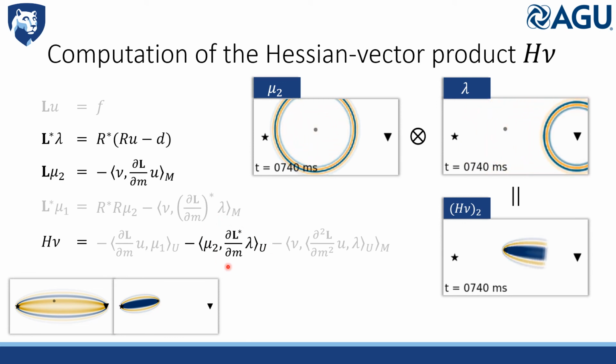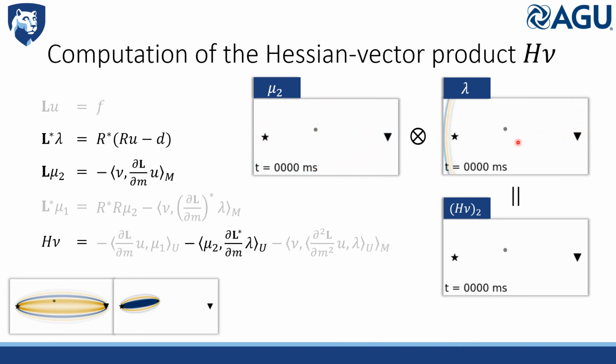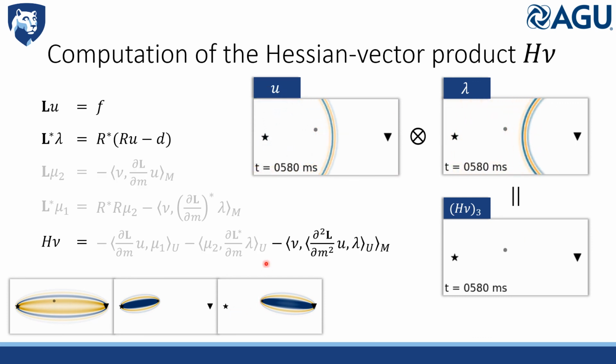The second term is the interaction between mu2 and lambda. Mu2 is excited by the scatterer, and lambda has the adjoint source at the receiver. So H nu2 is sensitive to the structure between the scatterer and the receiver. Finally, H nu3 is the interaction between U and lambda, and then interacted with nu. Since nu is only non-zero right here, the last term H nu3 only has non-zero value at the scatterer nu.